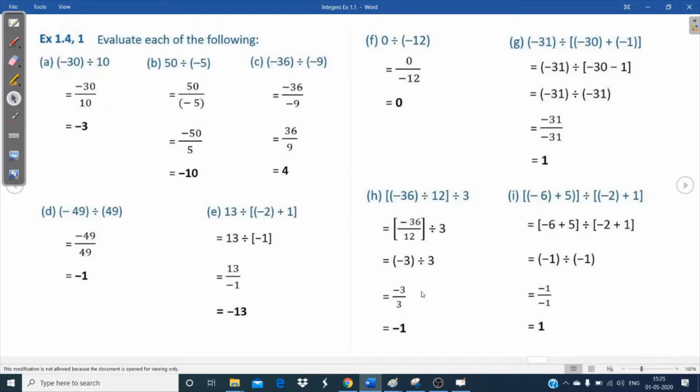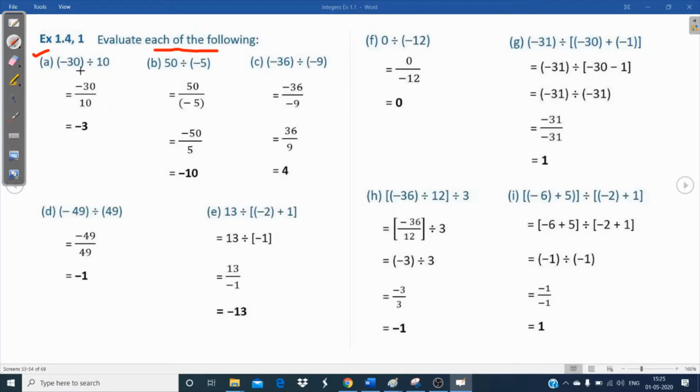Hello students, welcome back. In the last video we saw how to multiply integers and solved exercise 1.3. So today in this video we will learn how to divide different integers and we will solve your exercise 1.4. So the first question of your exercise 1.4 is: evaluate each of the following.